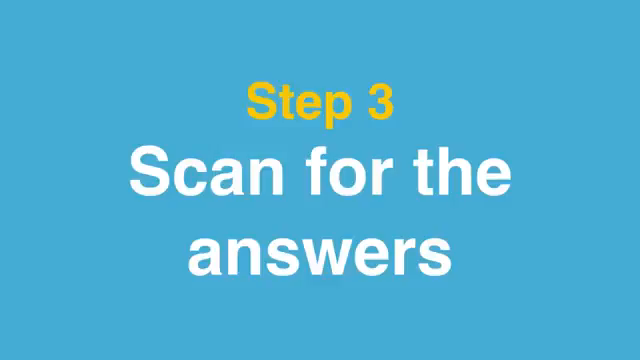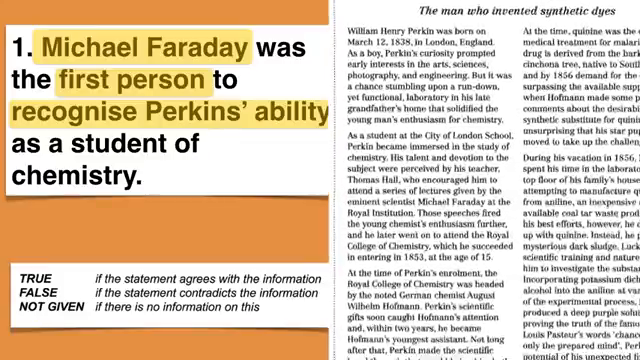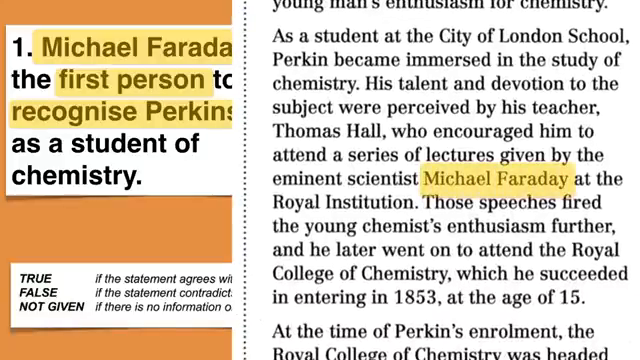And in step 3, you need to scan the text for the answer. Here we have the question on the left. Remember, it's a true, false, not given question. And the text on the right. So Michael Faraday, first person, recognize. Can you think of a synonym for recognize? Maybe see, saw. Perkins' ability. So let's have a look. Here's Michael Faraday. Okay, so the answer to the question is possibly around here somewhere. You need to look around that particular keyword.